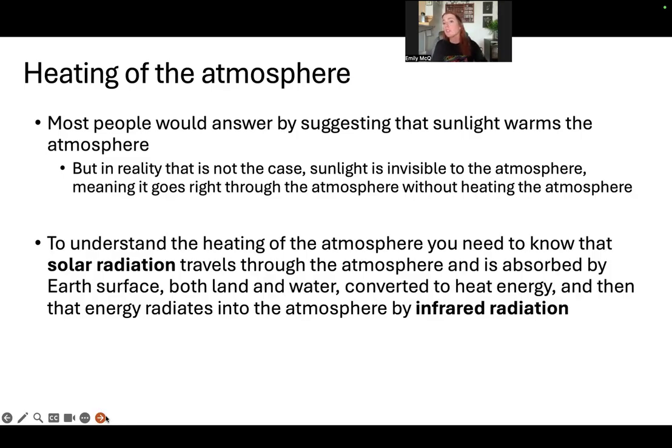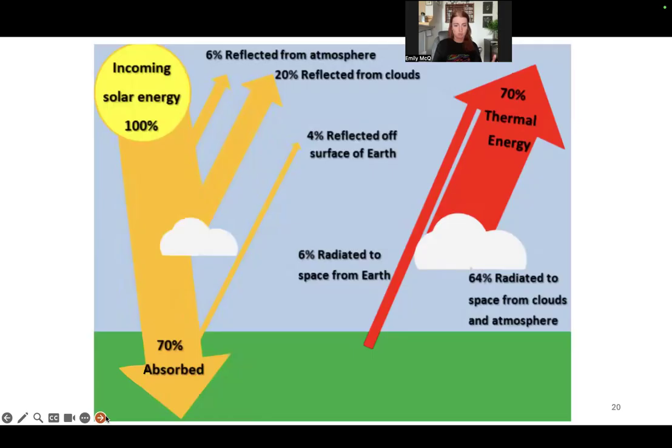The heat from within the Earth actually re-emits, as we call it, infrared radiation. It re-emits in a different wavelength from Earth's surface, and that's what's heating the atmosphere. So it looks like this. Here's incoming solar radiation. If we have 100% of this radiation coming into Earth's atmosphere, 70% of that is absorbed by Earth's surface. We have some reflected from the atmosphere, some reflected from clouds, and some of it even gets reflected off of the surface of Earth.